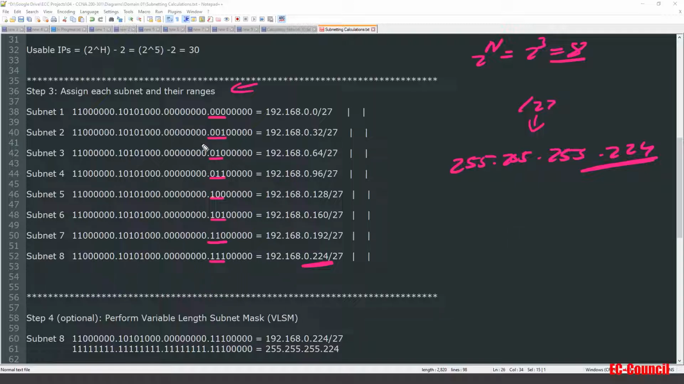Now, the long way of determining your subnet is to actually do it the binary way. But a simpler way is, let's remember the formula that we use to calculate total IPs, which is 2 to the power h actually.